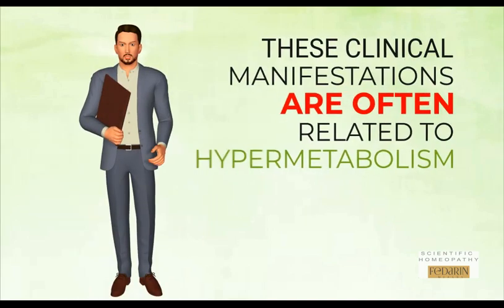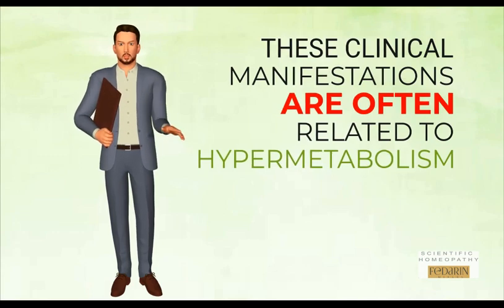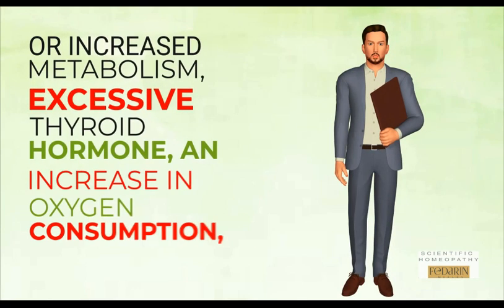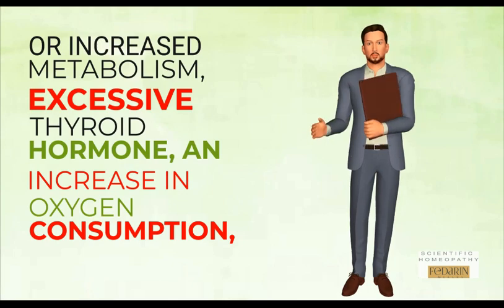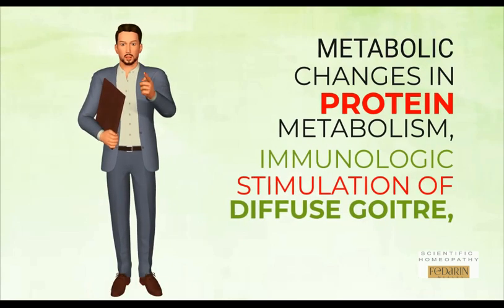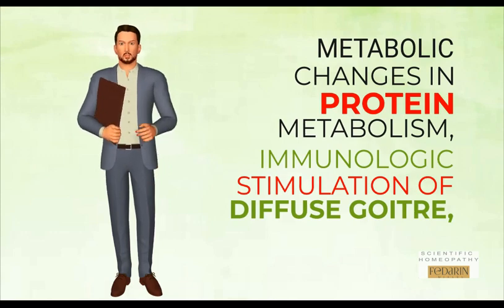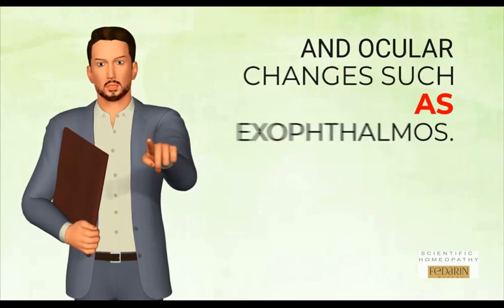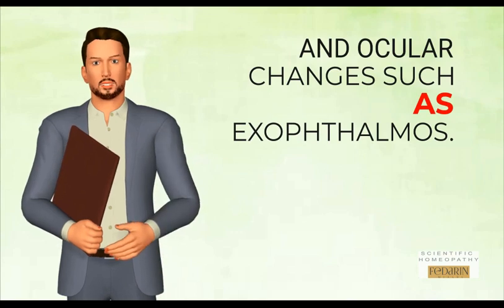These clinical manifestations are often related to hypermetabolism or increased metabolism, excessive thyroid hormone, an increase in oxygen consumption, metabolic changes in protein metabolism, immunologic stimulation of diffuse goiter, and ocular changes such as exophthalmos.